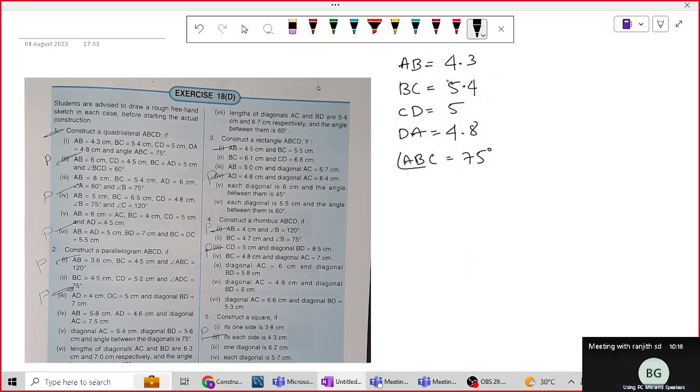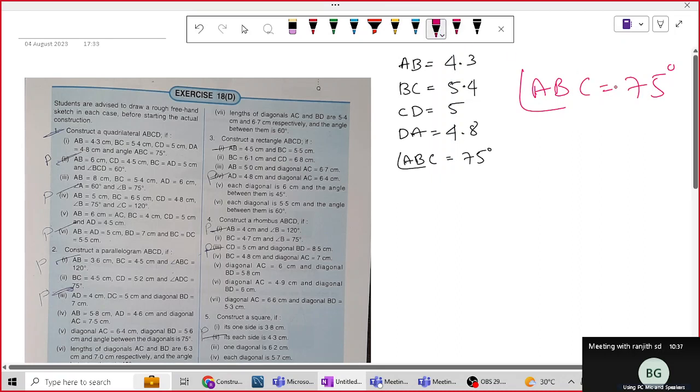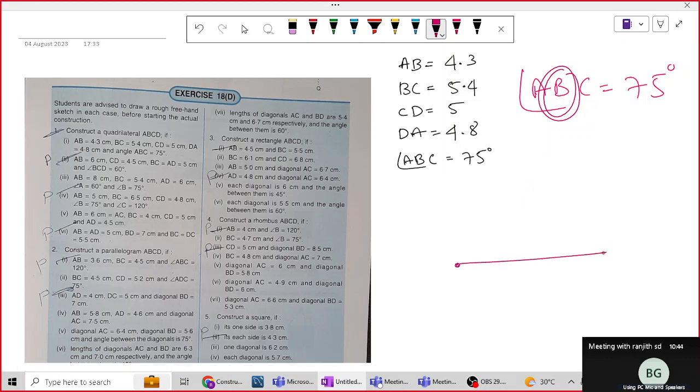And the angle should always be drawn on the base. For example, if I take a straight line, the angle should always be on the base, either left hand side or right hand side. So what is the angle given, students? Angle ABC is 75 degrees. What's the middle term? B. So B should be on the base, somewhere on the base, either left hand side or right hand side. Then only you can construct 75.